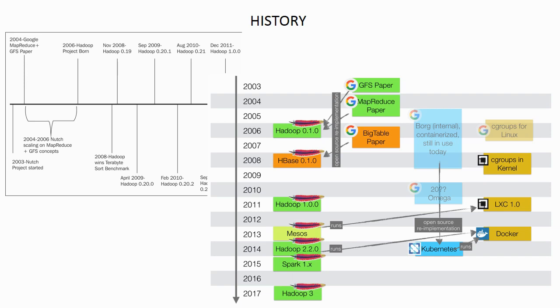And also, Google had developed a container system called Borg, which was used to manage the resources on its huge cluster. So Borg essentially divided their data center into cells, and each cell contained about 10,000 nodes.